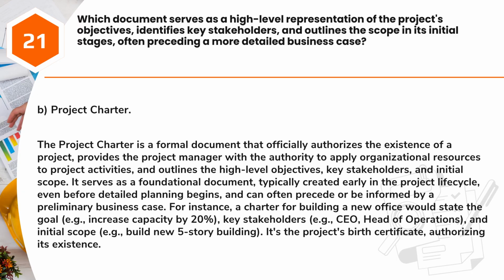For instance, a charter for building a new office would state the goal, e.g., increase capacity by 20%, key stakeholders, e.g., CEO, head of operations, and initial scope, e.g., build new 5-story building. It's the project's birth certificate, authorizing its existence.